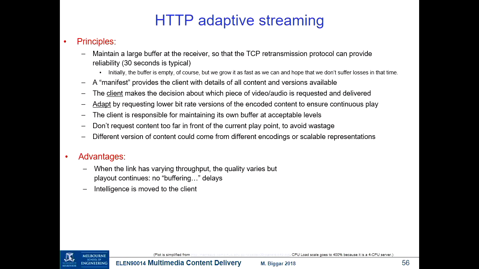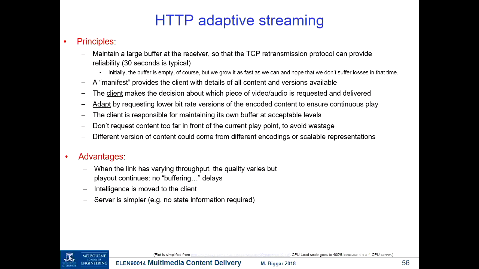The intelligence is moved to the client, so this is always, as a rule of thumb, a good thing to do, to move intelligence away from the central point. So if we make the servers dumb and the caches dumb, then it makes them faster, it makes them cheaper, and there's always a lot of intelligence in client devices these days. There's lots of processing power, and so we can easily run the client there.